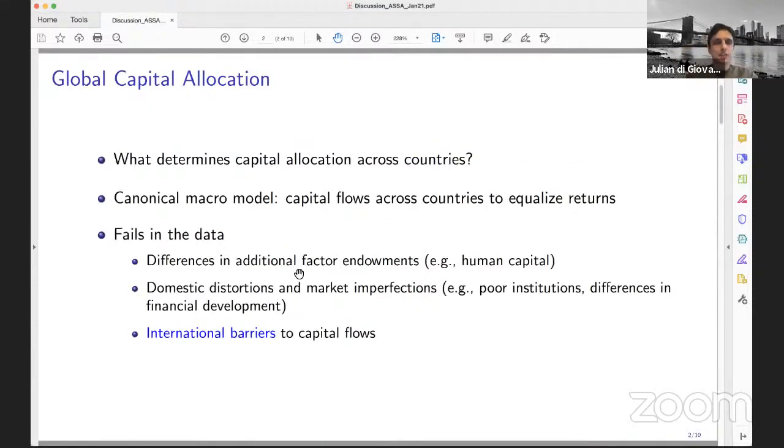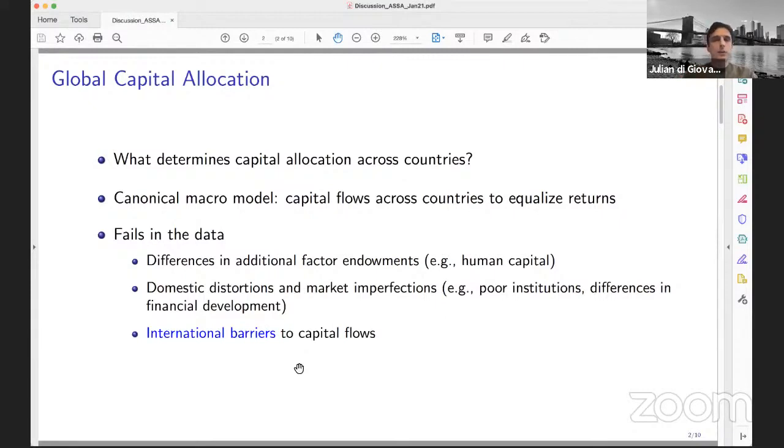Very good. So just to begin, the big question in this paper is one that's been puzzling macroeconomists for a long, long time. What determines capital allocation across countries? In particular, if you think of a canonical macro model, one would imagine that capital flows across countries to equalize returns. As we know, it's been studied for decades. This tends to fail in the data rather brutally. And there's a host of explanations for why this might be the case. There might be differences in additional factor endowments across countries, for example, human capital, domestic distortions or market imperfections, poor institutions, differences in financial development, etc. And of course, where this paper is taking off from, there's also potential international barriers to capital flows.